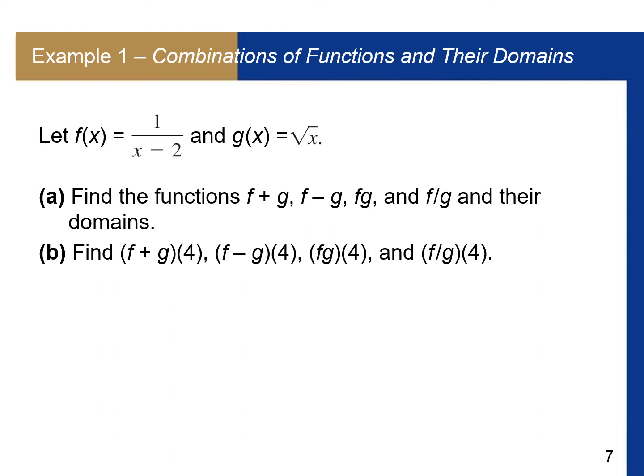So for instance, let's say we take these two. We take f of x is 1 over x minus 2, and then we take g of x is the square root of x. And we're going to add them, subtract them, multiply them, and divide them. Then after we do that, part B, we're going to plug 4, as long as it's in our domain, into all of these brand new expressions to see what the value will be.